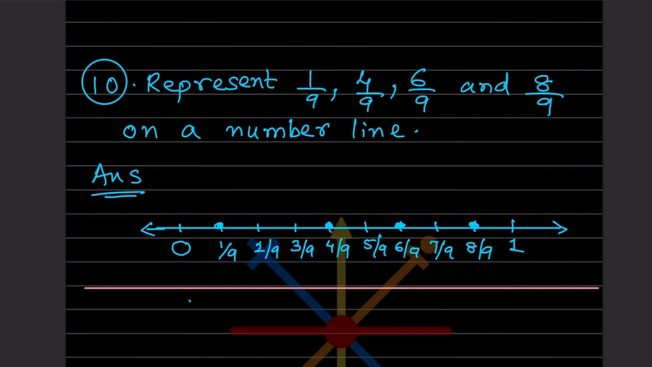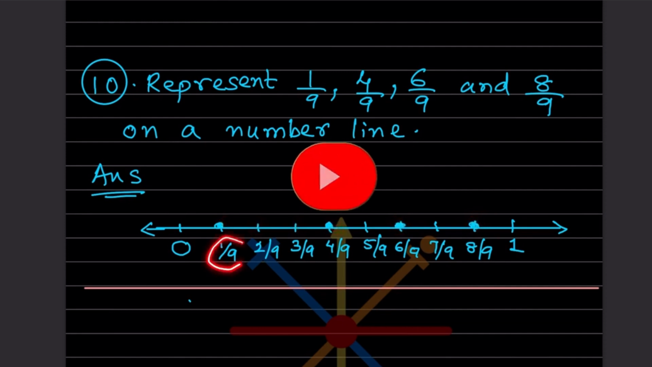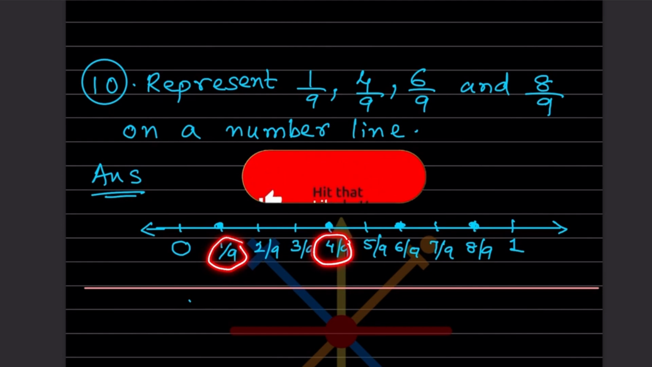So 9 divisions. So 1 by 9 means at the first point. 4 by 9 means 1, 2, 3, 4. 6 means this is the 6th point. Then 7, 8, 8th point. Just put the dots, you can put them with a different color as well. That is how you are going to represent this one. Or you can also put a circle after putting the dot here.